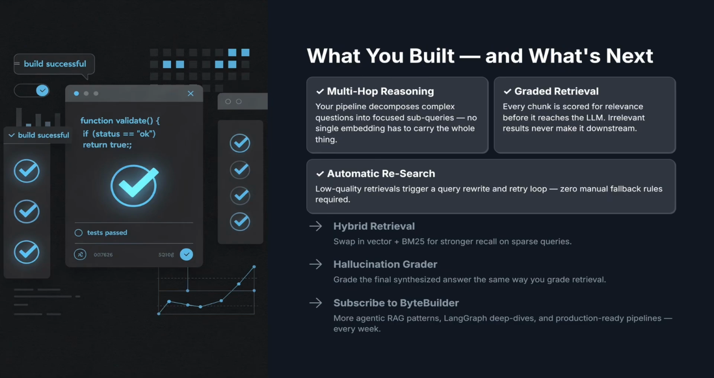Alright, let's look at what you've got. Your RAG pipeline doesn't just retrieve anymore, it actually reasons about what to retrieve. Complex questions get decomposed into focused subqueries, so you're not relying on a single embedding to carry the whole thing. Every chunk that comes back gets graded. If it's not relevant, the agent rewrites the query and tries again. You didn't write a single manual fallback rule for that. It just works. Next step is try adding a hallucination check on the final answer. Grade the output the same way you grade the retrieval.